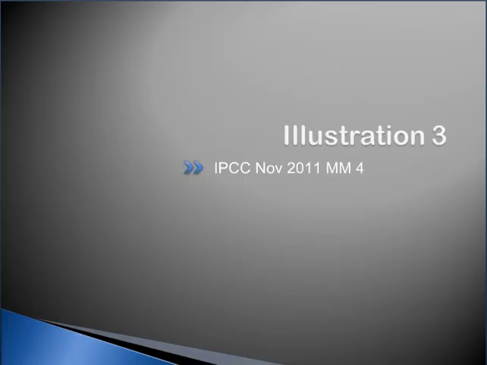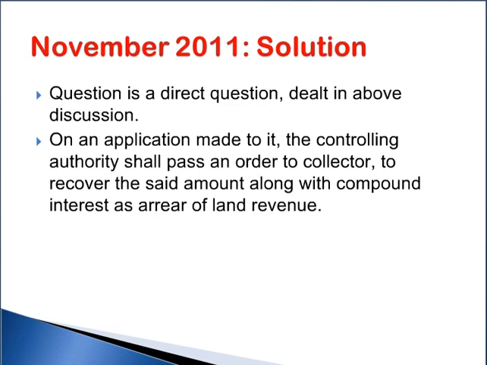Students, the next question comes from November 2011 attempt. The question goes like this. What is the law relating to recovery of amount of gratuity under the Payment of Gratuity Act 1972 in case the said amount is not paid by the employer? The question is a direct question dealt in above discussion. On an application made to it, the controlling authority shall pass an order to collector to recover the said amount along with compound interest as arrear of land revenue from the employer who has failed to pay such gratuity.